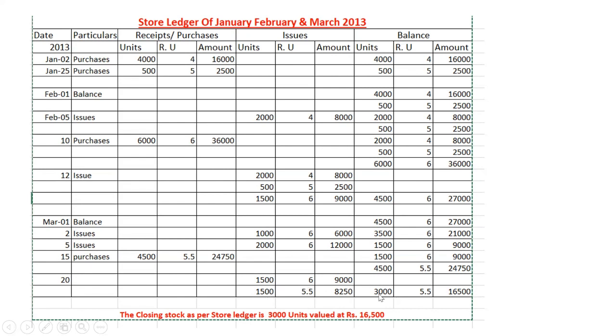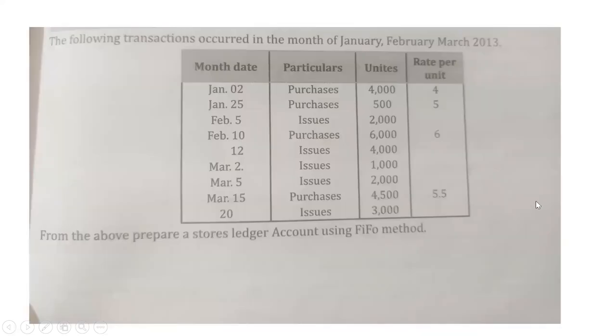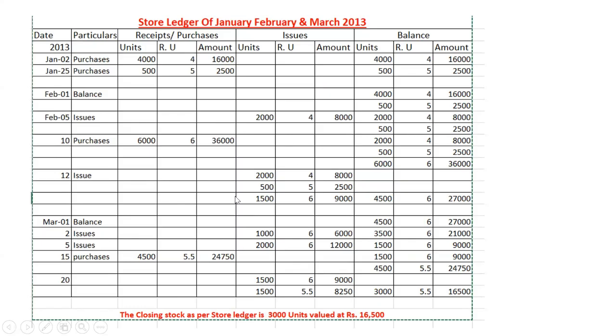So at the end, once you're done with all your dates and transactions, what you have to write? The closing balance or closing stock as per store ledger is, you have to write the units like 3,000 units valued at rupees, the value amount 16,500. Consider there is no 20th transaction. There was no 20th transaction. This is the last transaction. Then how we have to write? 4,500 and 1,500. That is 6,000. The closing stock as per store ledger is 6,000 units valued.